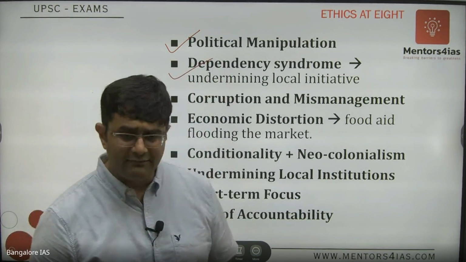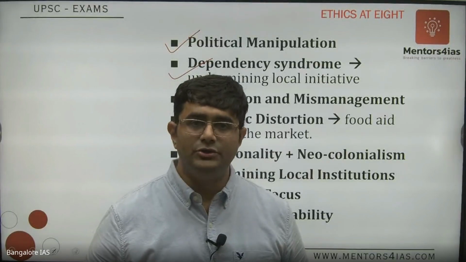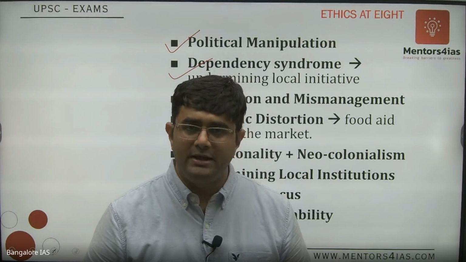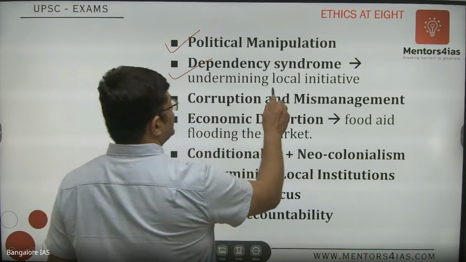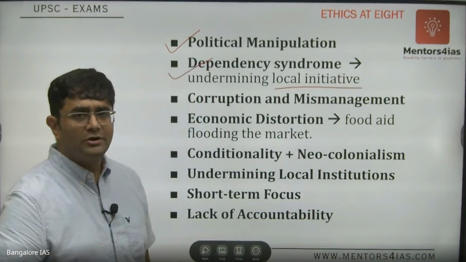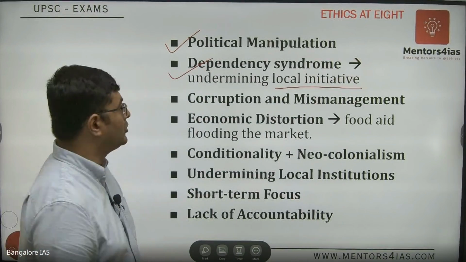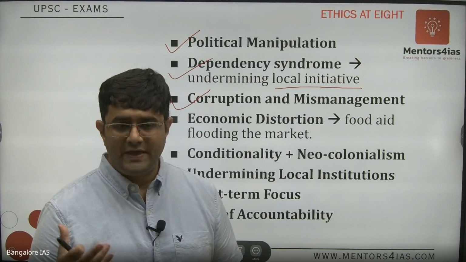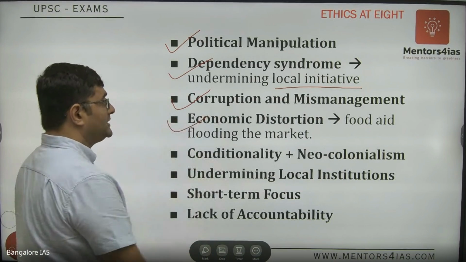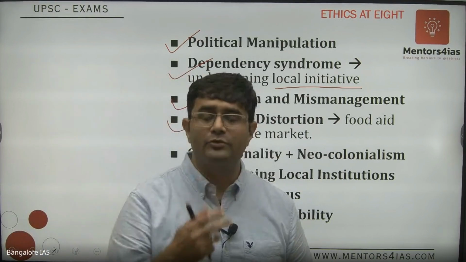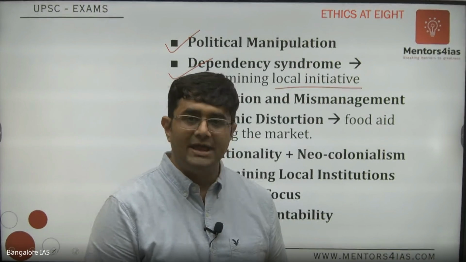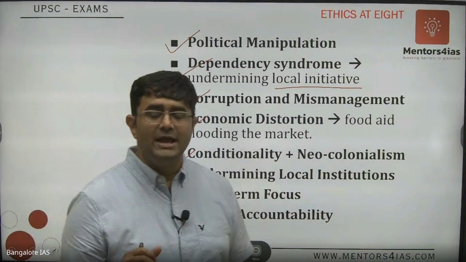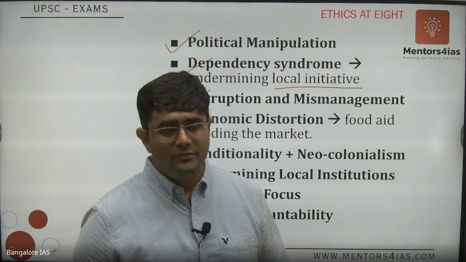Dependency syndrome is created if the aid is not used or implemented effectively. So the recipient nation ends up being dependent on the donor, and this undermines local initiative. So we need to ensure that the kind of aid provided helps strengthen the local community. Sometimes corruption and mismanagement can occur with respect to the aid received by the nation. It can disrupt the economy. For example, the food aid provided by some nations can disrupt the local agrarian economy. Sometimes aid comes with conditionality, violating the independence or sovereignty of a nation, which is unethical.